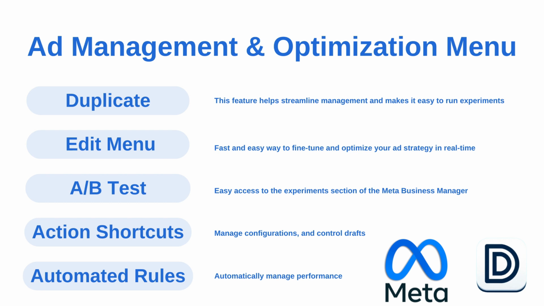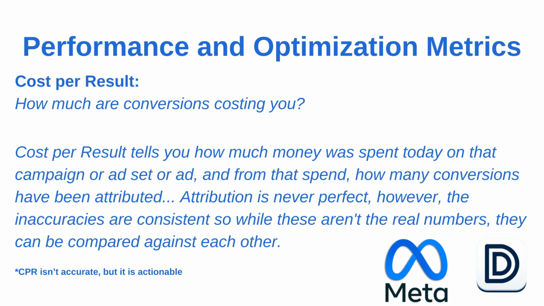And next to that, we have automated rules, which will open up a menu that allows you to set automation to automatically manage your performance. So now let's get into the definition of every performance and optimization metric you need to know. The first being cost per result. This is how much are conversions costing you.